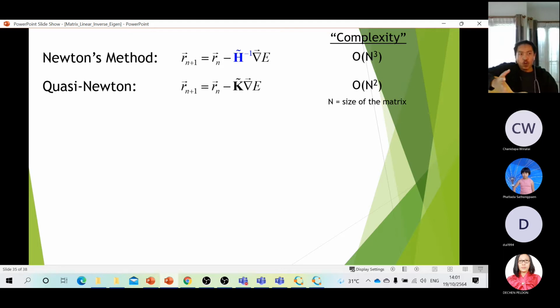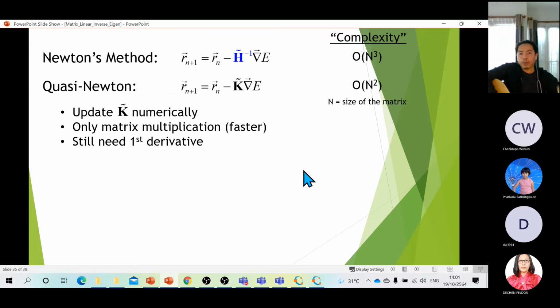Suppose it takes her a day to do quasi-Newton. For Newton, she would need 100 days, 3 months. That's a day and 3 months comparison. So it's a huge difference between these two. Now, before going to the example, if you look at the properties of this quasi-Newton, you see that we just need to update the K, keep updating. We only need this multiplication, so it's a lot faster.